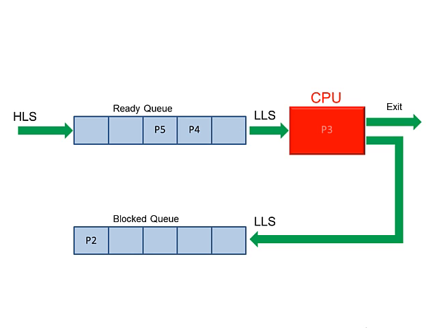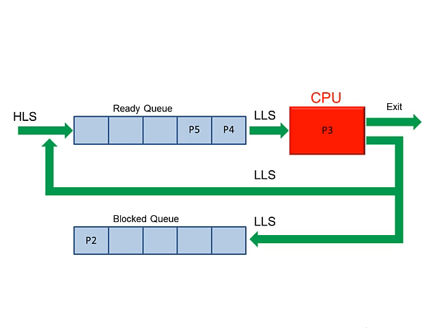In a round-robin scheduling system, processes are allocated equal time slices. When a process's time slice ends, the low-level scheduler will move it back into the ready queue, allowing another process to take its place in the CPU.